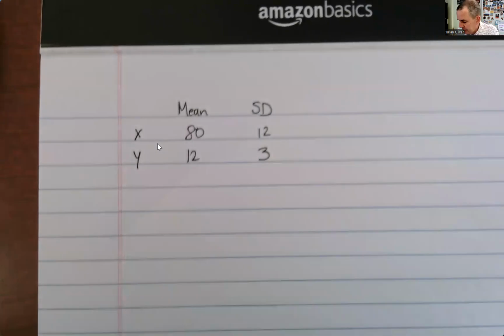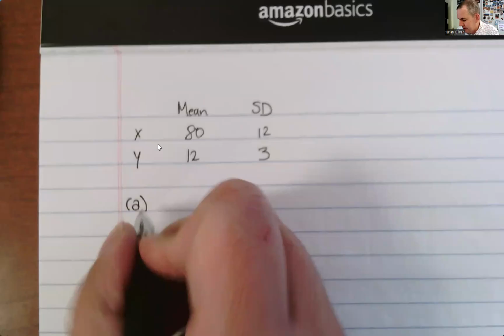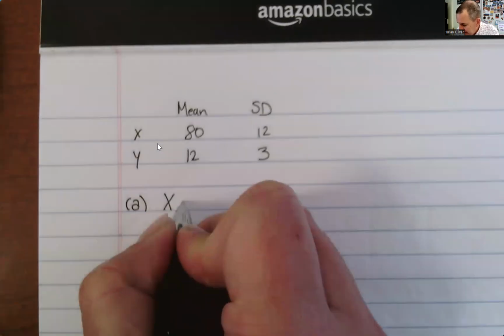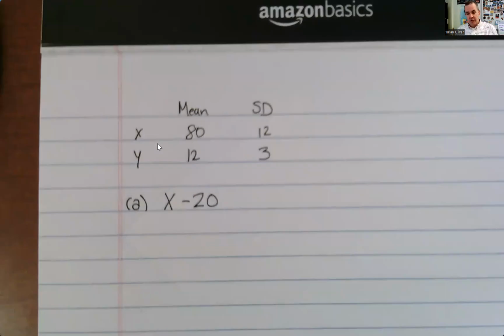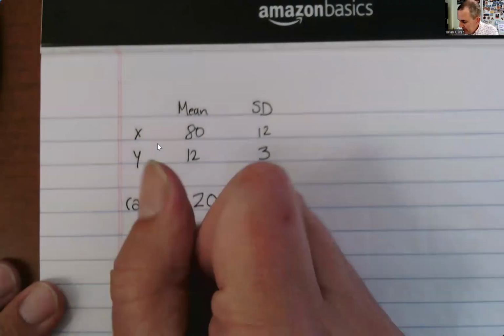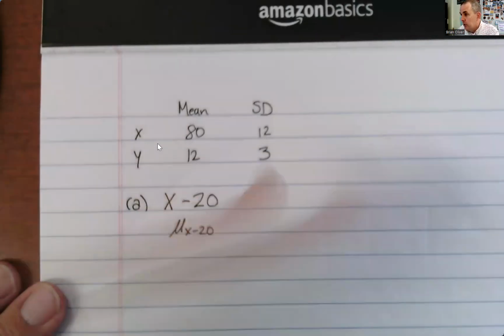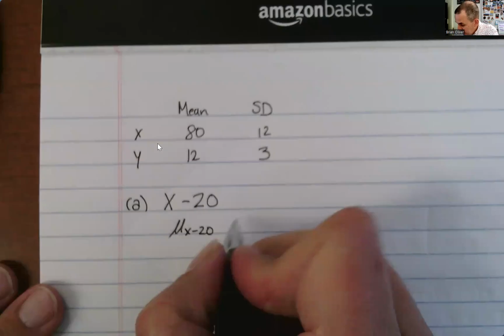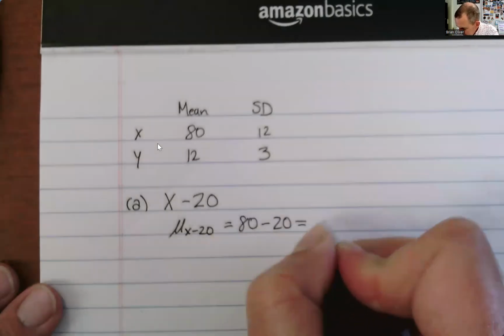Okay, so let's talk about the first thing. The first thing that could happen is we could add or subtract a constant. So I'm going to take distribution X and subtract 20. That means I'm going to go into distribution X and take 20 away from every single data value. Now we did this before, and the rule for means is that the new mean, the mean of X minus 20, we just do whatever it says. So we take the 80, subtract 20, and our new mean is going to be 60.